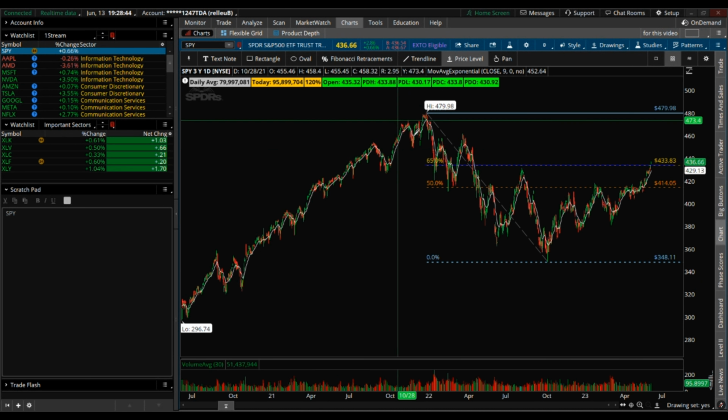But if you do the weekly, stick to it. If you do the monthly, stick to it. Don't jump around. Stick to one of them. So let's clear this chart. This is how I draw my levels for the bigger time frame. Let's go to the monthly.